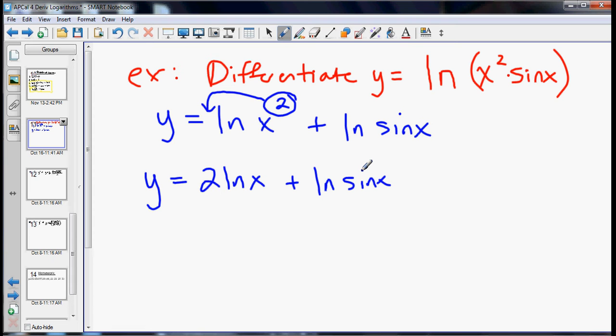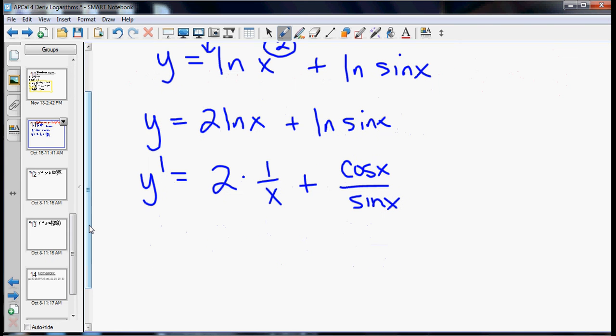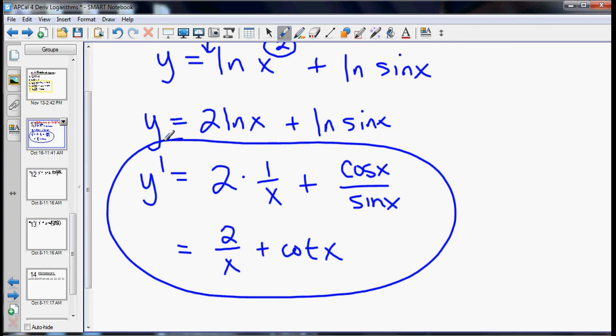Okay, so now that I've used those properties, it's a much simpler derivative to take. So the 2 just stays, and the derivative of the natural log of x is 1 over x. And then the natural log of sine x, I do the derivative of sine over sine. Now that answer's fine. One way it could be rewritten, they could just combine the 2 times 1 over x to be 2 over x. And cosine over sine is equivalent to cotangent of x. So both of these answers are correct, but I guarantee you multiple choice is probably going to write it the second way.